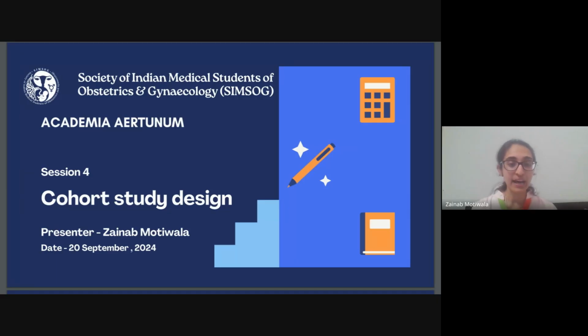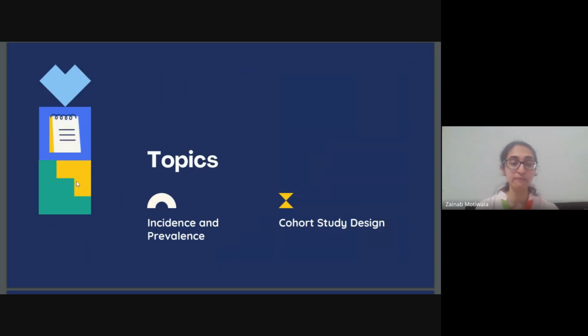Talk about cohort study design. The main objective for this session is talking about incidence and prevalence, calculating them, interpreting them. Then after that, looking at cohort study design, the types of cohort study design, what is attributable risk, relative risk, population attributable risk, how that can be calculated, and finally interpreting it. Then finally, we'll end the session with the advantages and disadvantages of a cohort study.